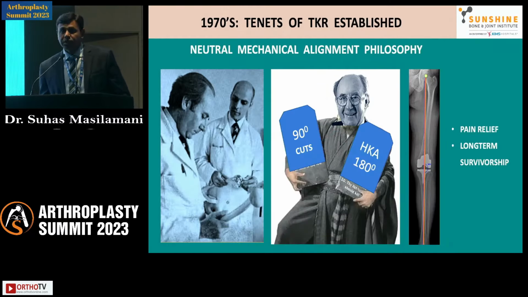Okay, so let's go back to 1970, where 2 tenets for mechanical alignment were given by Dr. John Insall as well as Dr. Chit Ranawat. One is a 90 degrees mechanical cut, 2 is an HK axis which is straight at 180 degrees. This gave us good pain relief and long-term survivorship, which is undeniable.